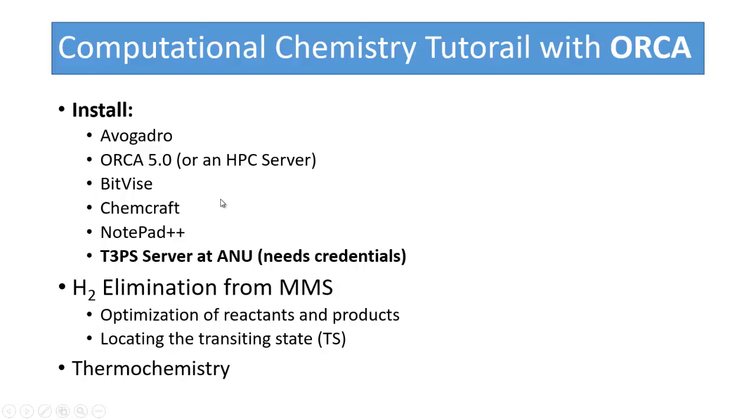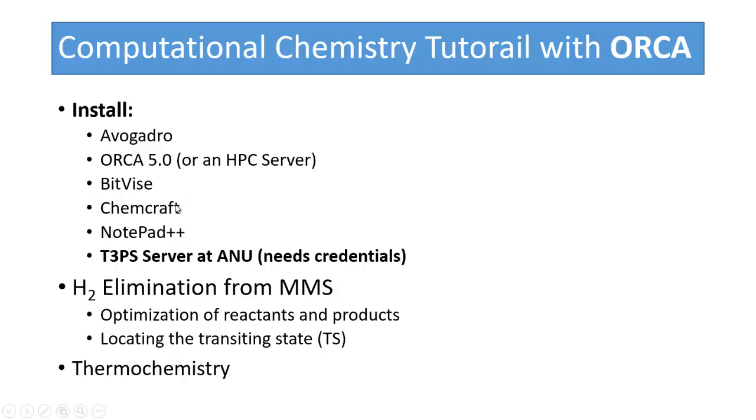The plan for today: we need to install the following programs on your computer. First, you need Avogadro or any program that you might use as a GUI, a graphical user interface. You need ORCA 5 installed on your computer, or in my case, I have it on an HP server, a high performance computing server. Also, if you want to use ORCA with the server, you need Bitvise or any SSH protocol program that connects you with the server.